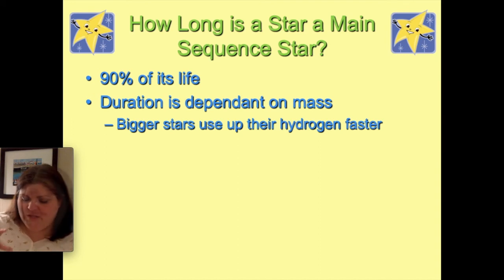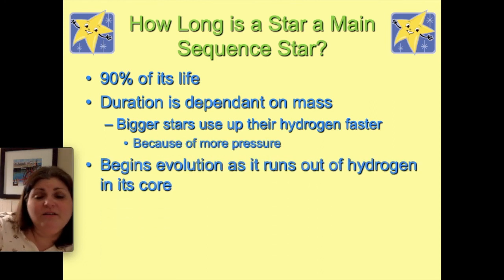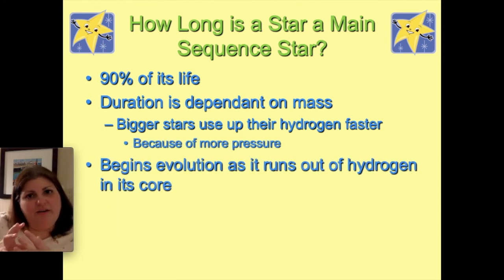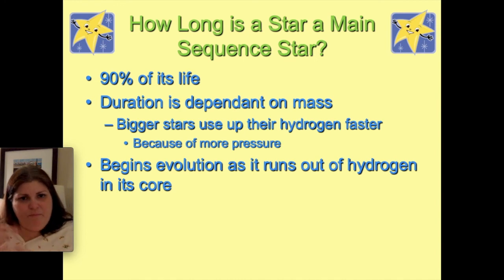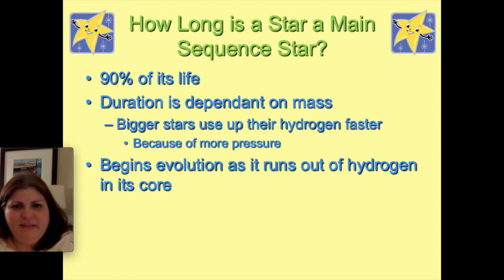In other words, it's able to generate hotter temperatures faster and move on to later stages of its development. So big stars can do that faster, and smaller stars take longer to get hot enough and fuse at a slower rate, and so they last on the main sequence for a longer amount of time, still about 90% of its life.